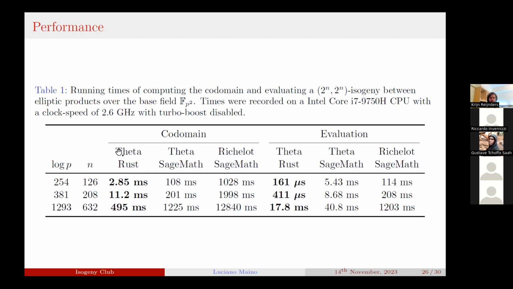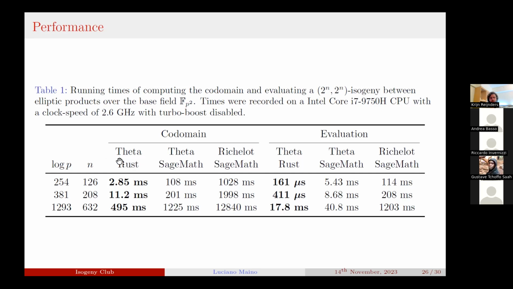We implemented the algorithms in Rust and SageMath. The implementations in Rust and SageMath are not really comparable, because the implementation in Rust is designed to run in constant time with respect to the arithmetic on the base field, and it's also not dependent on conditional branching on the secrets we are using. So this implementation is designed for cryptographic purposes, whereas the SageMath implementation is not designed to run in constant time.